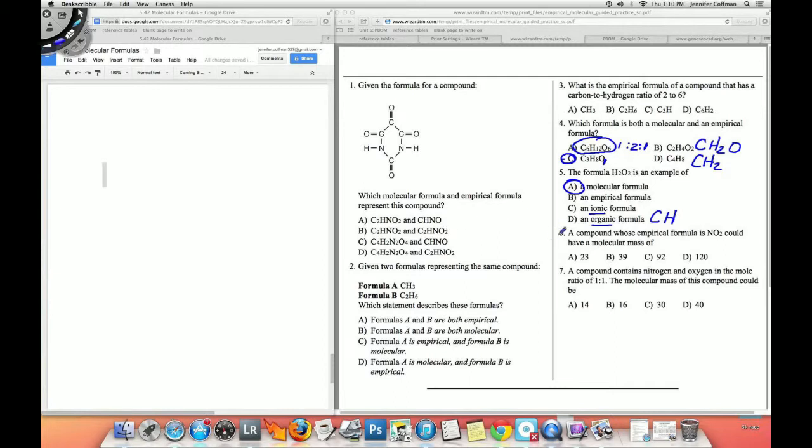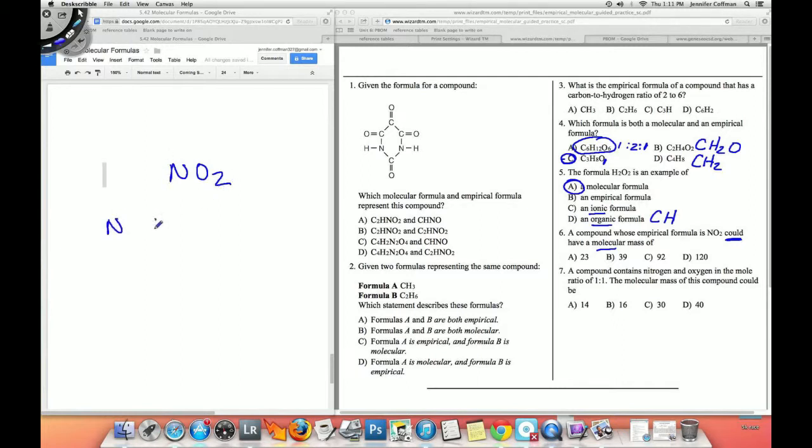Okay, number 6. A compound whose empirical formula is NO2. Let's write it over here. NO2 could have a molecular mass of. Okay, here's the key word. Could have a molecular mass. Okay, they gave us the empirical formula. And from the last couple videos, you'll recall that empirical formulas are the lowest ratio. So let's figure out what the empirical mass of this NO2 is.